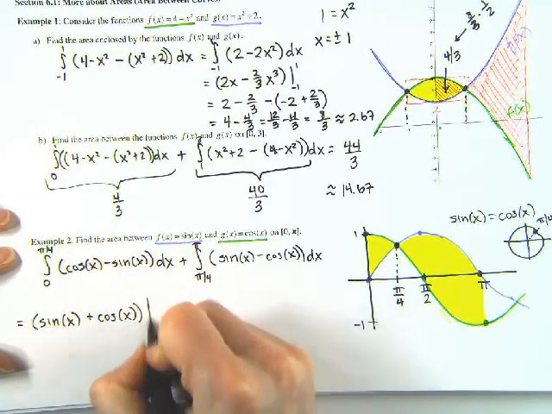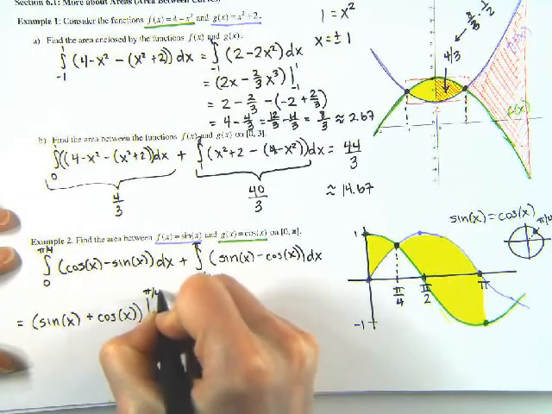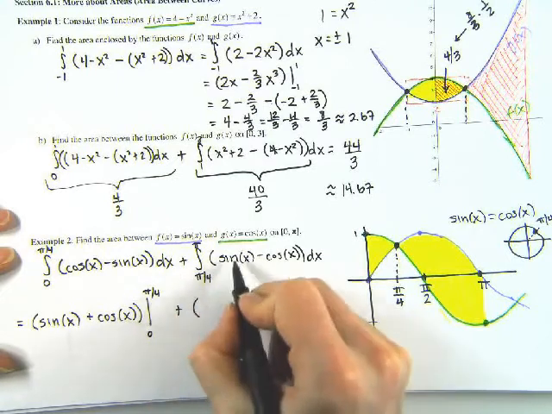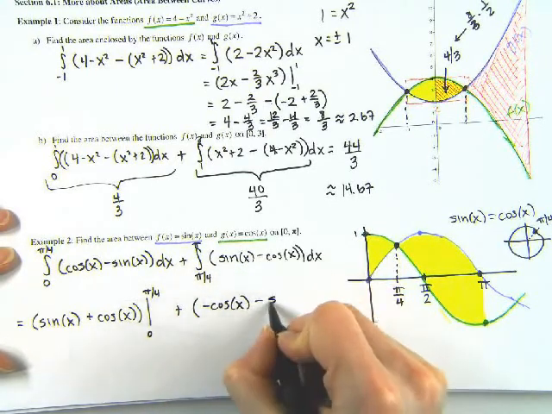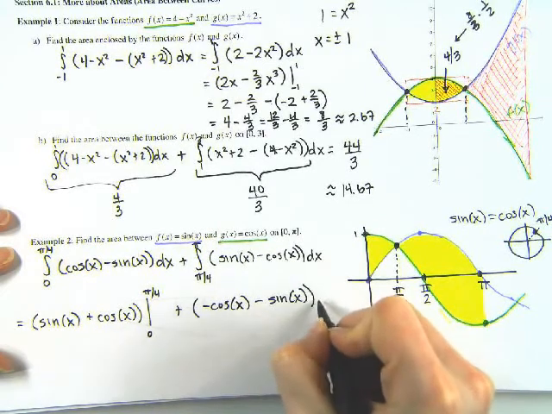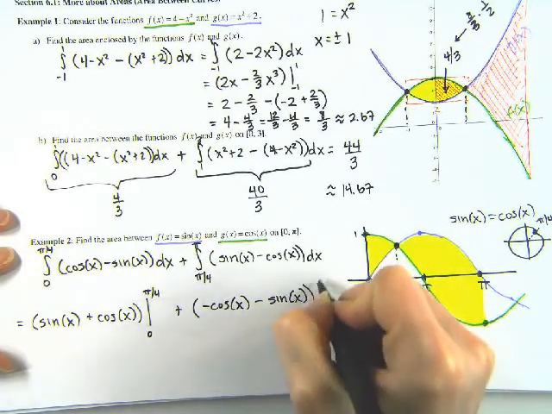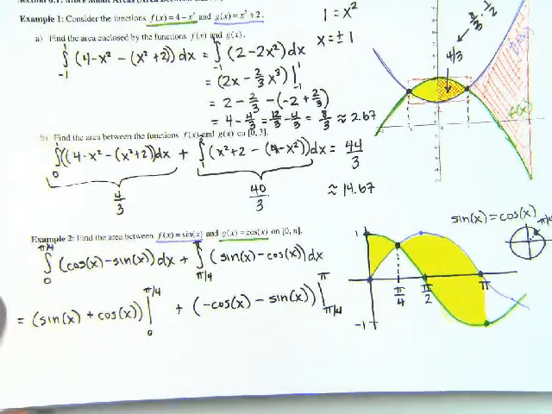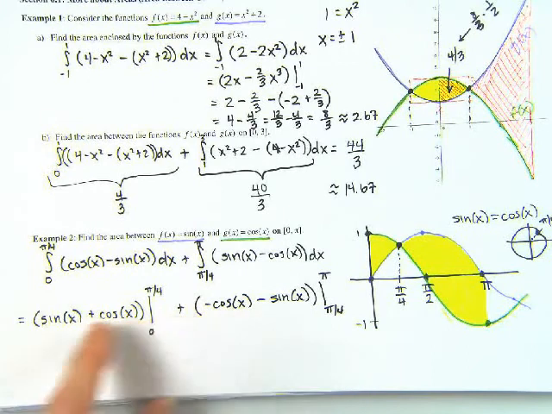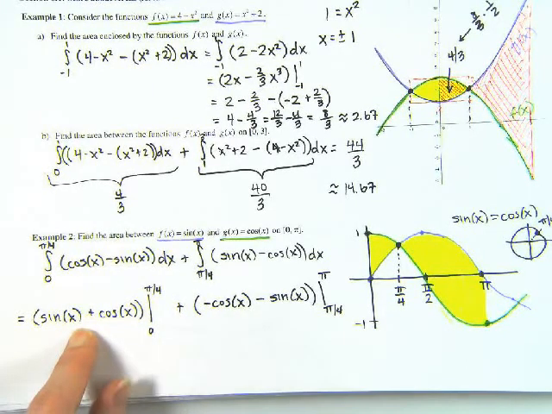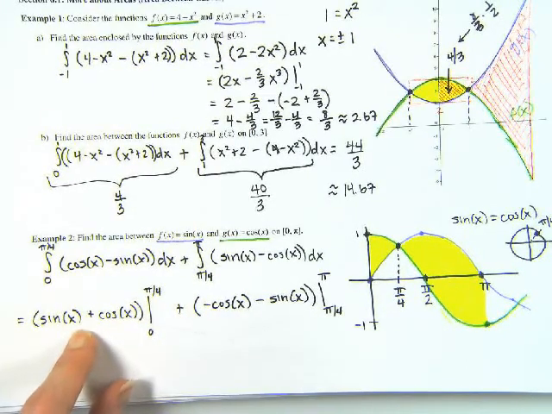Evaluate from 0 to pi over 4, plus negative cosine minus sine from pi over 4 to pi. Do you guys see how this one is just the negative of this one? That should make sense because we just subtracted in a different order, so they're just opposites of each other.